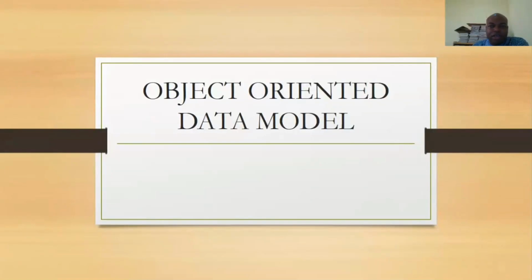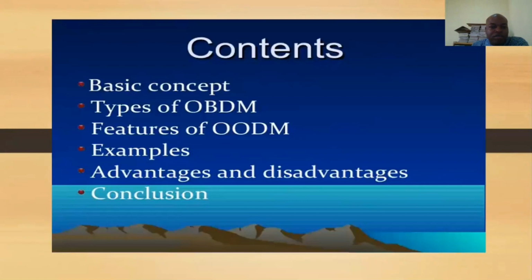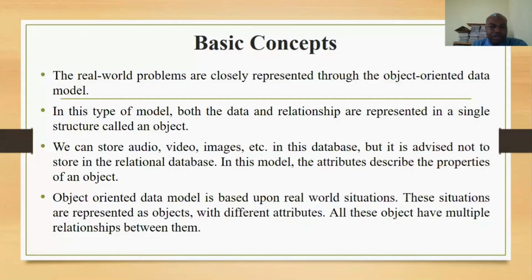Marshall and Rick. We want to continue from the object-oriented data model. The contents we shall be discussing are the basic concepts, the types of object-oriented database model, and we will also look at the features of the object-oriented data model and some examples of that. We'll consider the advantages and the disadvantages. Then that will bring the lecture to a conclusion.